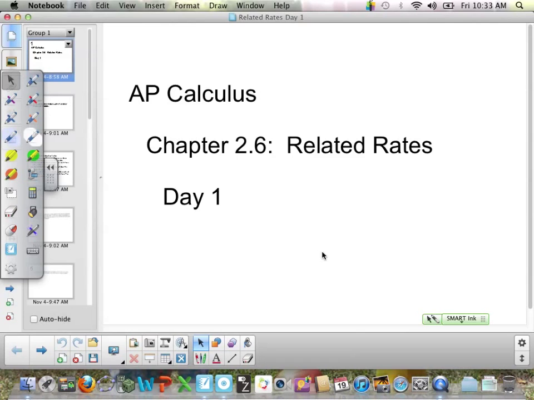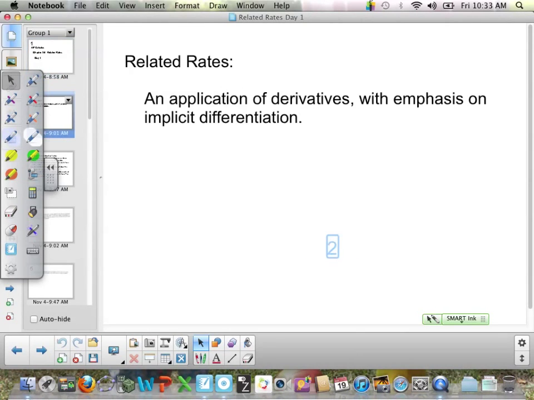Related rates is an application problem, right? We'll be doing a lot of story problems in this section, and it has emphasis on implicit differentiation. We'll first talk about how you do related rates problems, and then we're going to work through a couple examples.